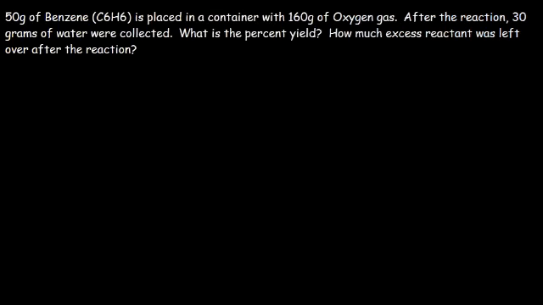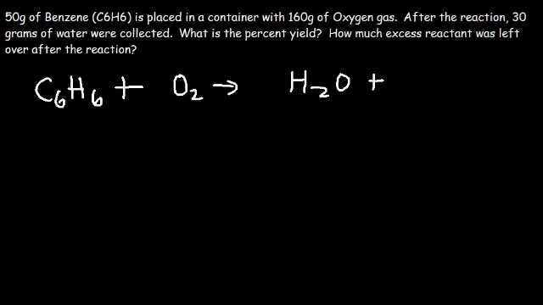Let's try this one. 50 grams of benzene is placed in a container with 160 grams of oxygen gas. After the reaction, 30 grams of water were collected. What is the percent yield? How much excess reactant was left over after the reaction? So the first thing that we need to do is write a balanced reaction. We have another combustion reaction. So benzene plus oxygen gas is going to produce water and carbon dioxide.